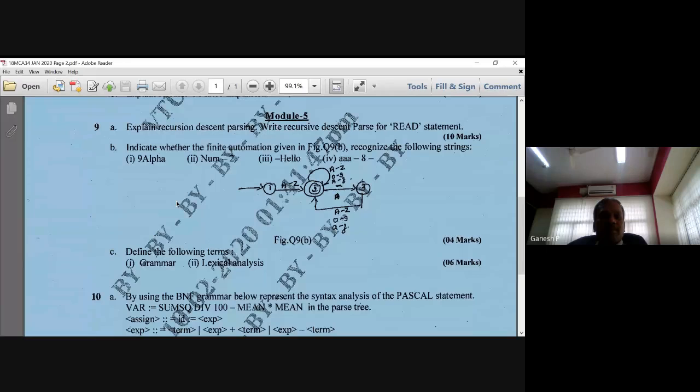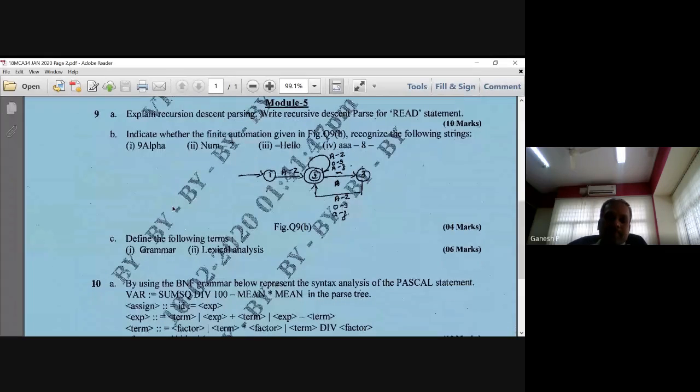Next we have whether we can recognize automata. I think this we have discussed as well, so automata representation. Next, define the terms grammar and lexical analysis. Define means don't stop there. If the definition is one line, you will get only one line's marks. The question might be different, but always look at the marks.